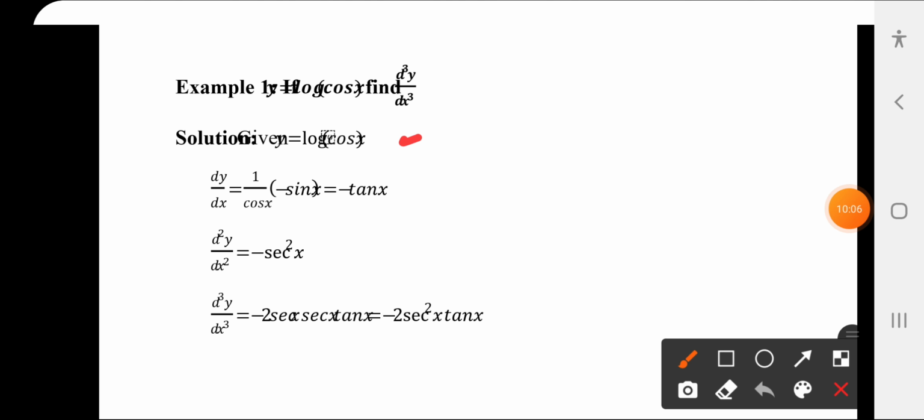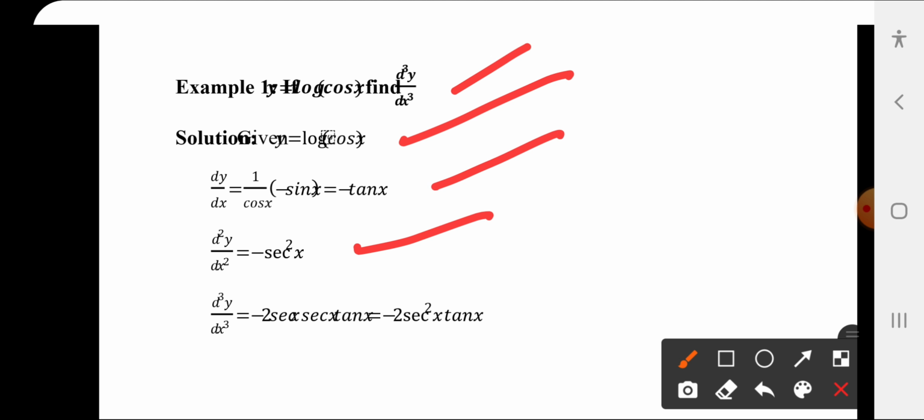y is equal to log of cos x. Find d cube y by dx cube. So dy by dx equal to minus tan x. d square y by dx square is equal to minus secant square x. Third derivative d cube y by dx cube is minus 2 secant square x into tan x.